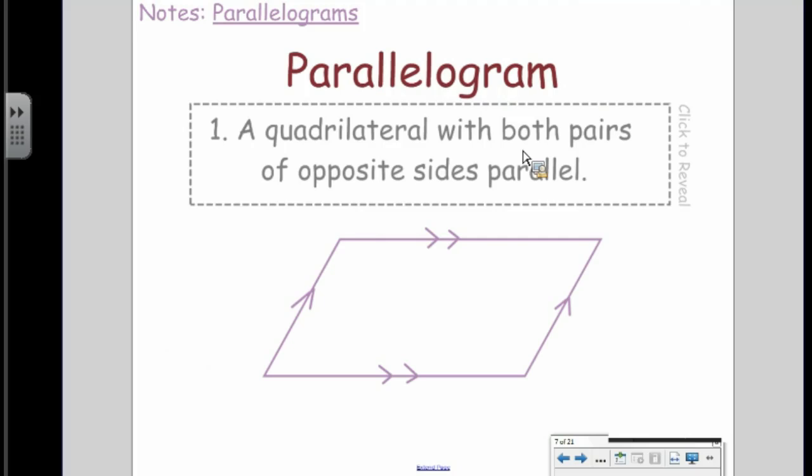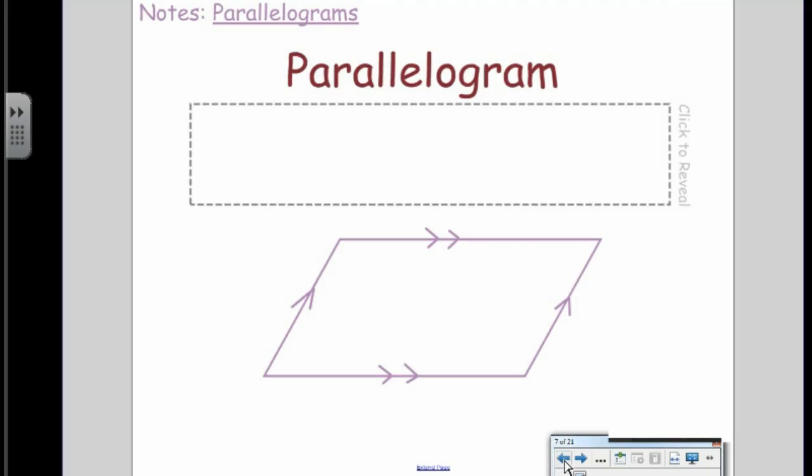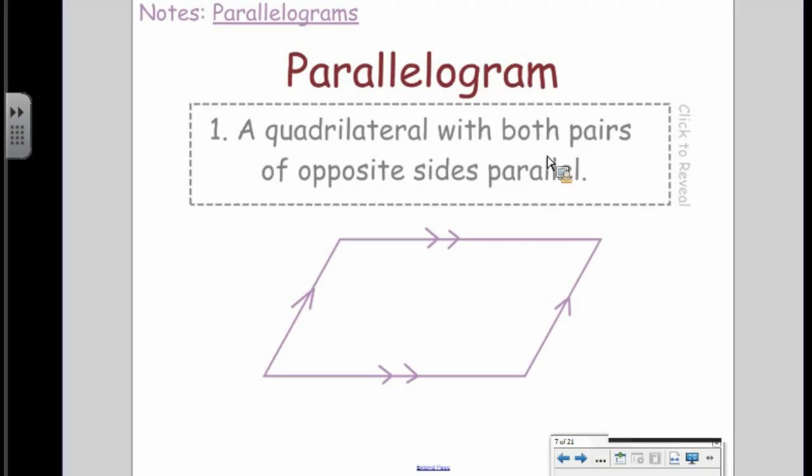That's also property number 1. That's property number 1 on your family tree. So go to your family tree, and where it says number 1, you can just write opposite sides are parallel. Property number 1 on your family tree. Opposite sides are parallel.